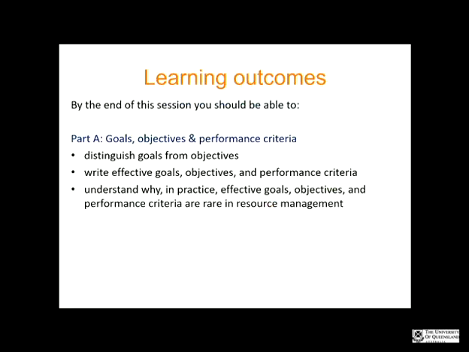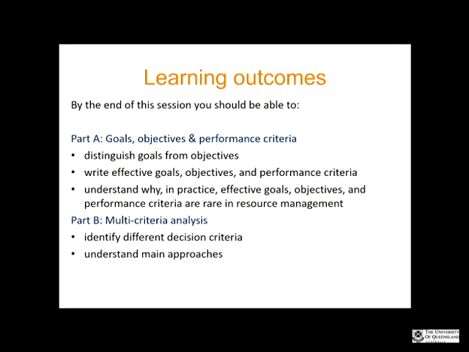Okay, so the aim of today, there's going to be two parts. We're going to look at goals, objectives and performance criteria, how to write them, and we'll talk a little bit about how research might feed into these as well. And then we're going to look at multi-criteria analysis. I want you to be able to understand broadly the different types of decision criteria, then some of the different decision rules that we can use to bring those criteria together, and I'll get you to reflect on a simple example.